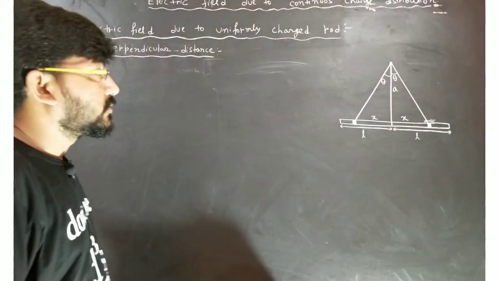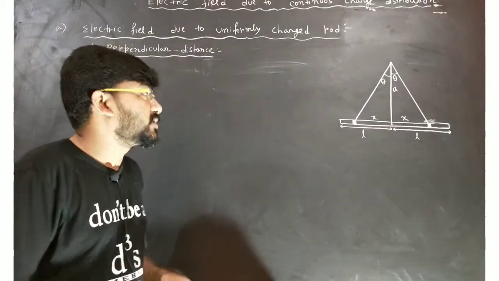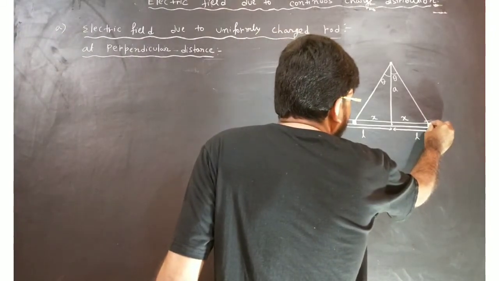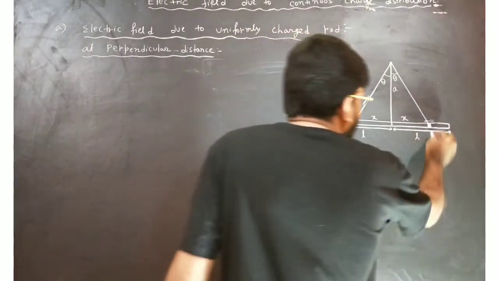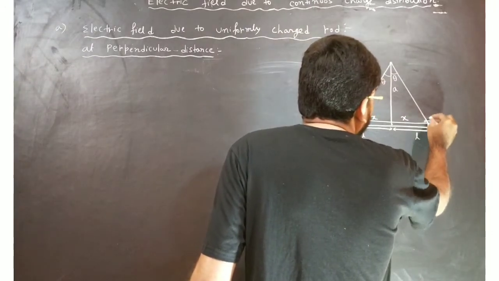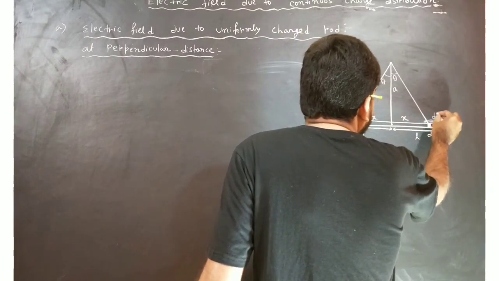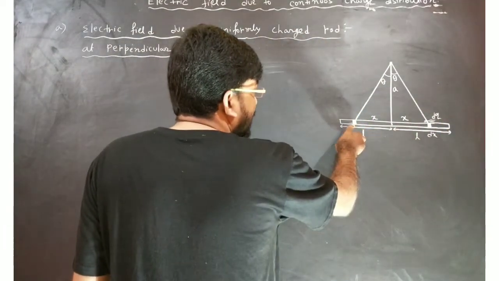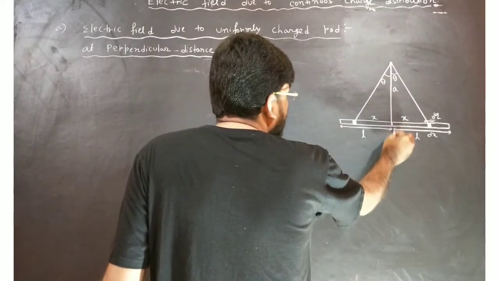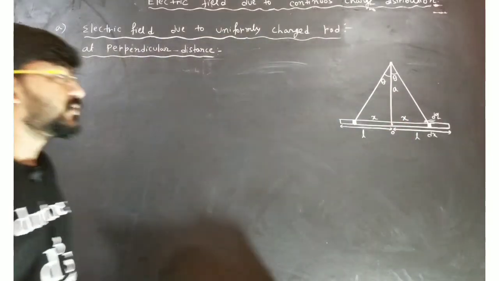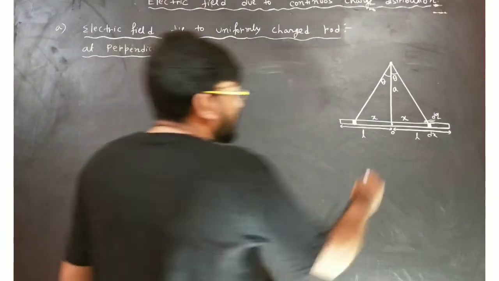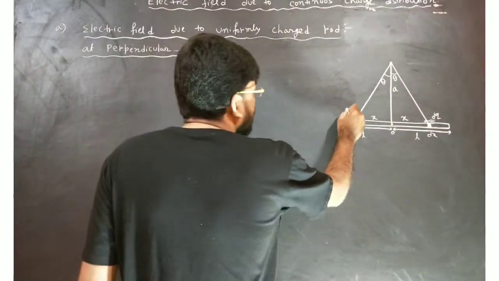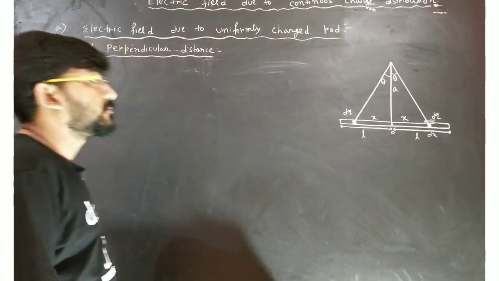Now to determine this, we have drawn a certain geometry. We have taken a small length dx over here, and the charge on this element dx is dq. The similar dq we can take here also, because we have taken this as the origin. This is our origin, the midpoint. So we have taken one dq on this side and a similar dq on this side also.